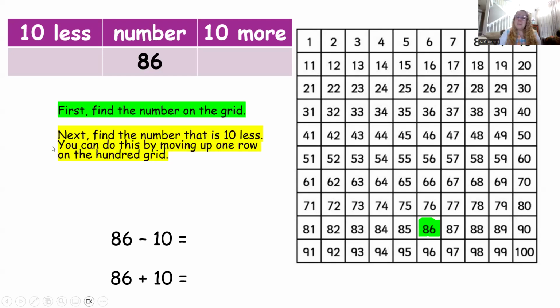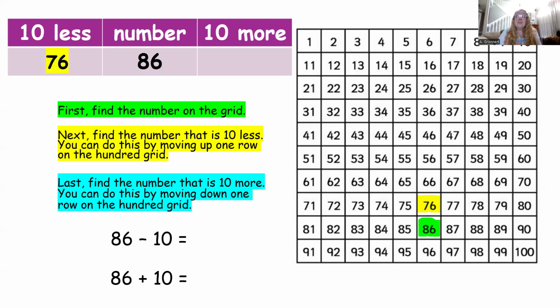How do we find the number that's 10 less? Well, remember we go up one row from 86. Do you see the number that's up one row from 86? Yes, let's go ahead and color it. That's the number 76. Super. And we need to write it into the chart. 76 is 10 less than 86.